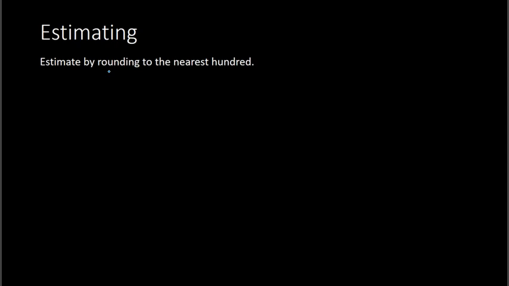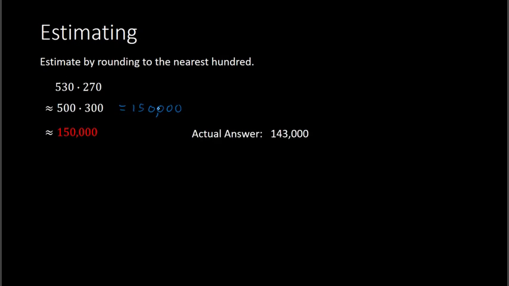Next, we have multiplication. We have 530 times 270. And you are told to estimate by rounding to the nearest hundred. So the 530 would round to 500. The 270 would round up to 300. So we have 500 times 300. 5 times 3 is 15. And then we have 1, 2, 3, 4 zeros after that. So my estimation would be 150,000. Whereas the actual answer would be 143,000.